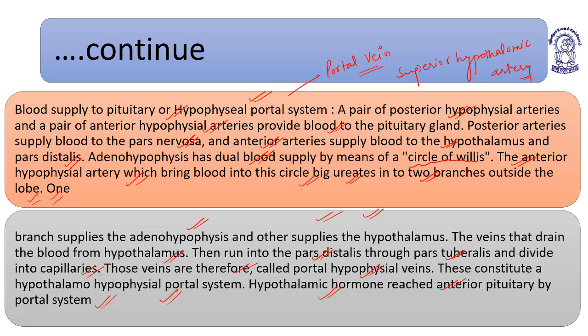So there are a pair of posterior arteries and a pair of anterior arteries. Posterior arteries supply the pars nervosa; anterior arteries supply the hypothalamus and pars distalis. Adenohypophysis has a dual blood supply by means of the circle of Willis. The anterior hypophyseal artery reaches the circle of Willis and divides into two branches. One branch supplies the adenohypophysis and the other supplies the hypothalamus. The veins that drain the blood from the hypothalamus run into the pars distalis through the pars tuberalis and divide into capillaries. Those veins are therefore called portal hypophyseal veins. These constitute a hypothalamic hypophyseal portal system. Hypothalamic hormones reach the anterior pituitary by this portal system.